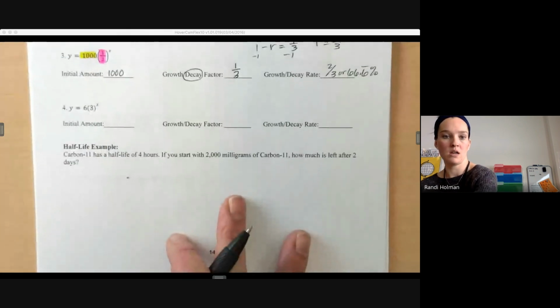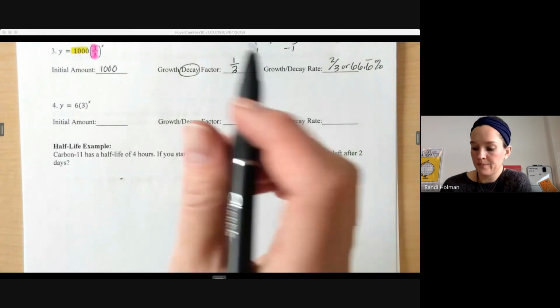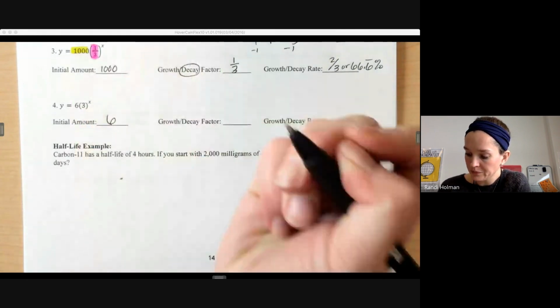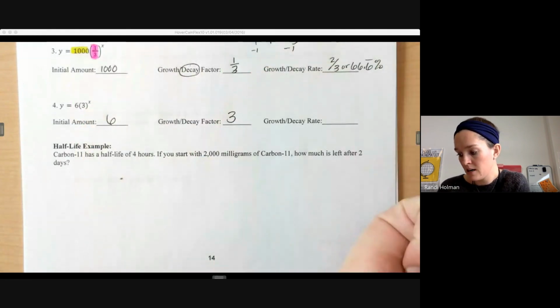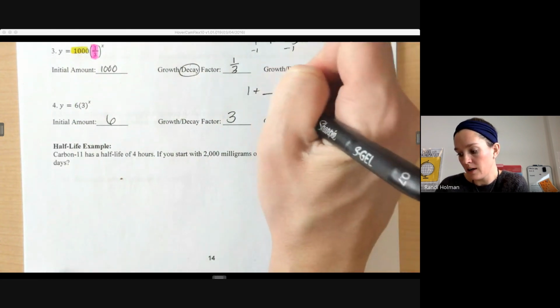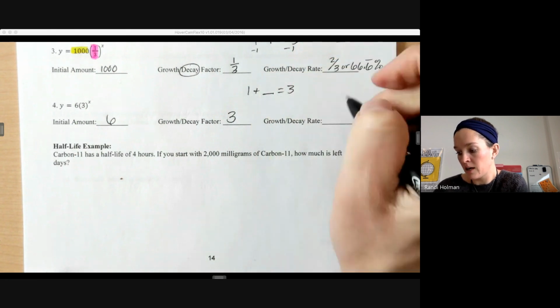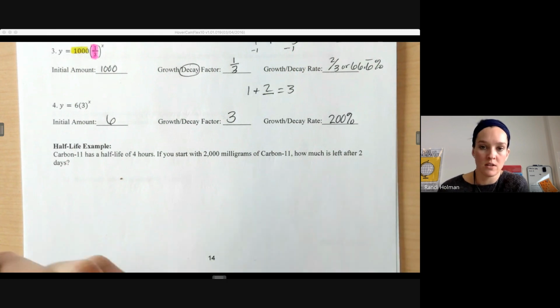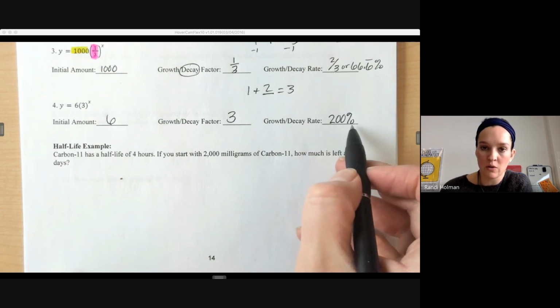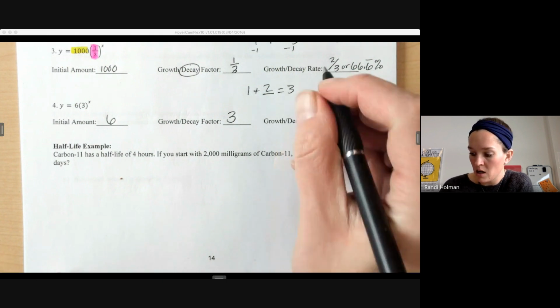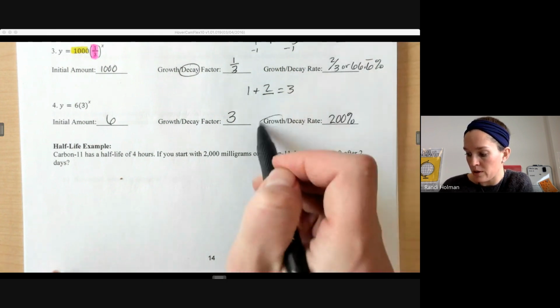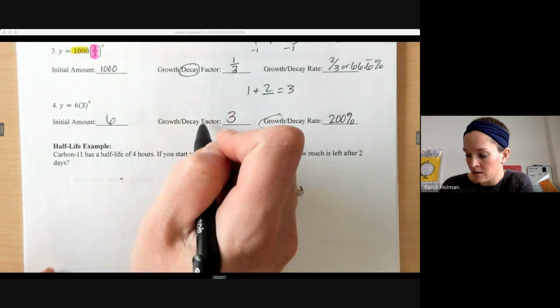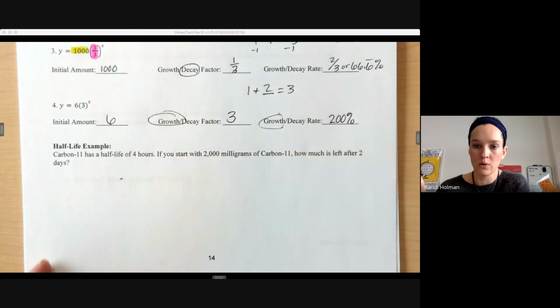Another one here. We started with 6. Growth or decay factor is 3. So for our growth or decay rate, 1 plus what equals 3. We're actually growing by 200%. So we're getting 200% larger. Most of these won't say 200%, they'll say tripled, but that's a growth of 200%. And this is a growth because it's more than 1.